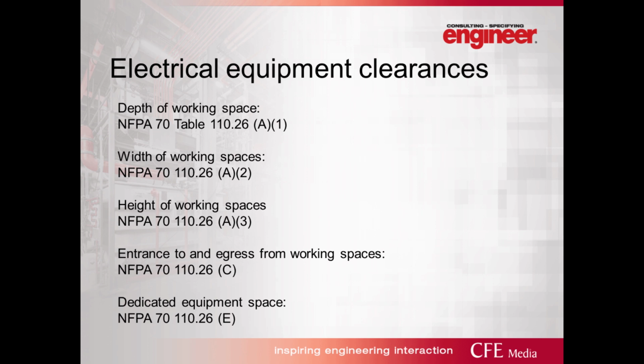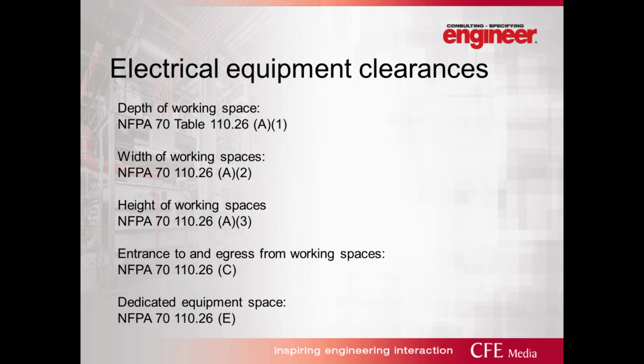Electrical equipment such as panel boards, switchboards, switchgears will require working clearances around the equipment. Refer to NFPA 70 Section 110.26 for all working clearance requirements. The key points are the width of the working spaces in front of the equipment should be the width of the equipment or 30 inches, whichever is greater. The workspace shall be clear and extend from the floor or grade to a height of 6.5 feet or the height of the equipment. And follow Table 110.26(A)(1) for the depth of the working spaces.